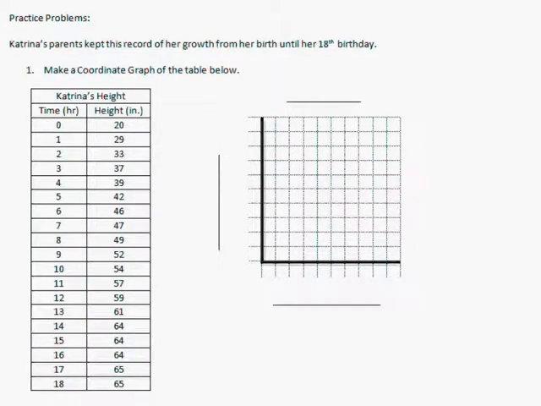Alright, now we're moving on to the back. Practice problem, basically doing the same thing. Katrina's parents kept this record of her growth from her birth until her 18th birthday. Make a coordinate graph of the table below. Katrina's height.